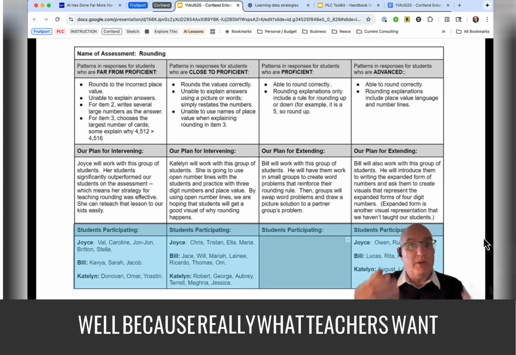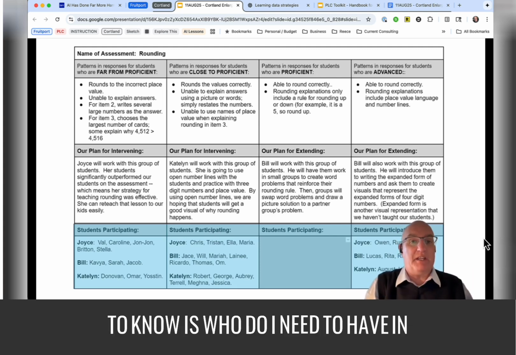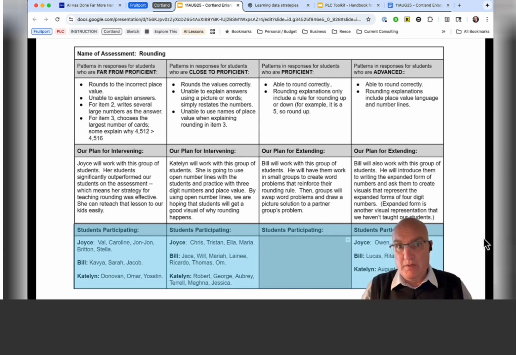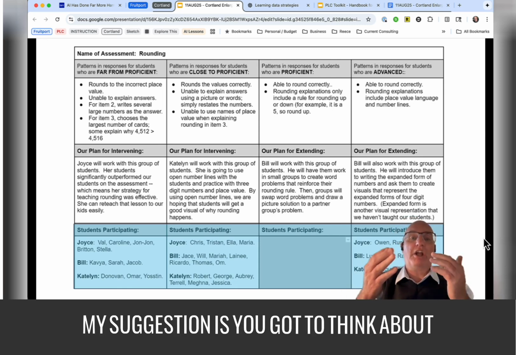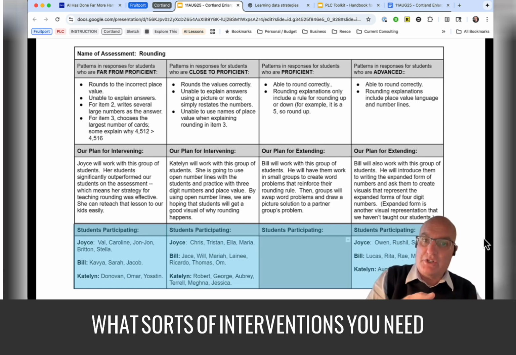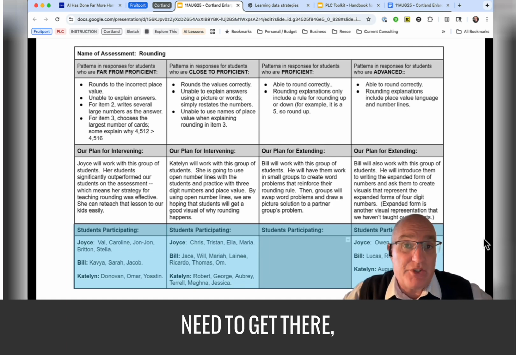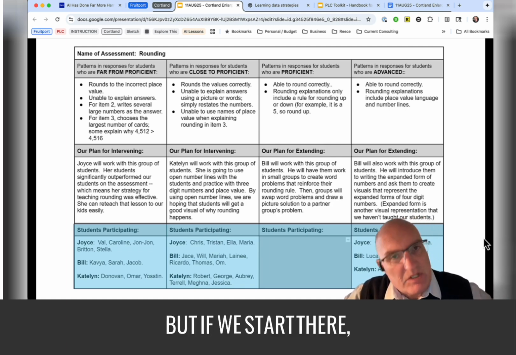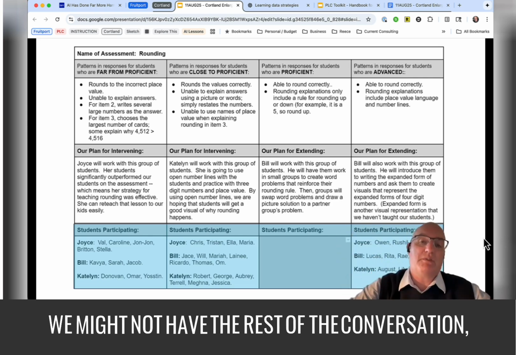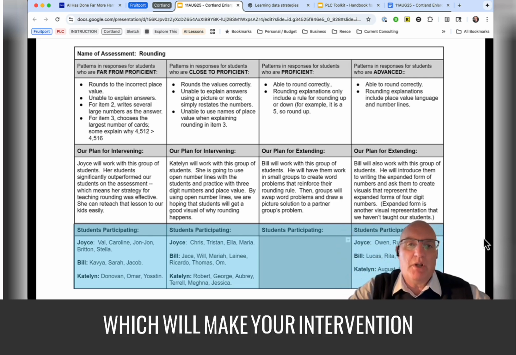Well, because really what teachers want to know is, who do I need to have in my intervention groups tomorrow? My suggestion is you got to think about what sorts of interventions you need before you ever talk about kids. It is okay to talk about kids. You eventually need to get there. But if we start there, we might not have the rest of the conversation, which will make your intervention less effective.